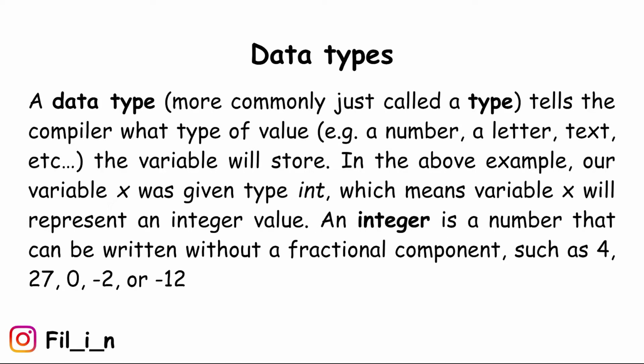A data type, more commonly just called a type, tells the compiler what type of value, for example a number, a letter, text, etc., the variable will store. In the above example, our variable x was given type int, which means variable x will represent an integer value. An integer is a number that can be written without a fractional component, such as 4, 27, 0, -2, or -12.